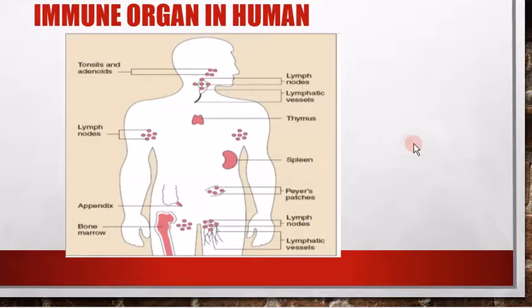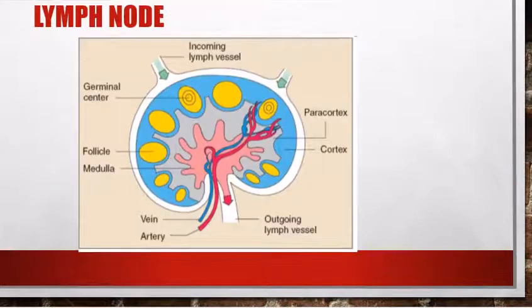Now, the immune organs in the human body, as already shown. The lymphatic vessels are not being shown here, but this is just to show you how the organs are scattered all around the body. Then this is the lymph node. Lymph nodes are seen in the armpit, groin regions, and certain parts of your body. They always remain clustered.